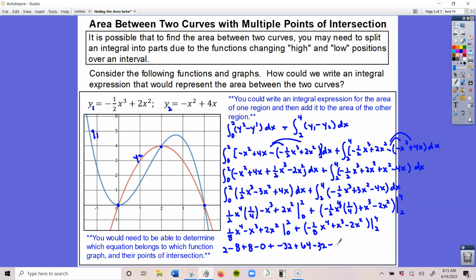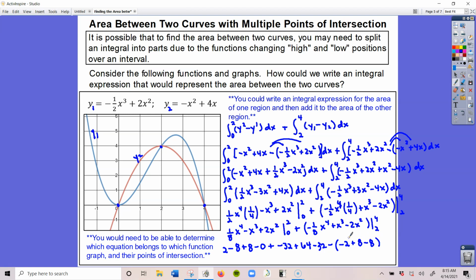Now I'm going to subtract everything for when I plug in the 2. So 2 to the fourth is 16, and 16 divided by negative 8 is negative 2, plus 2 to the third is 8, minus 2 squared is 4 times negative 2, which is negative 8.